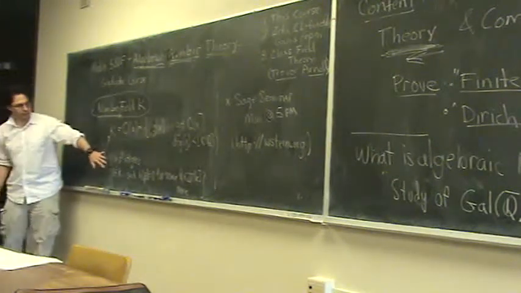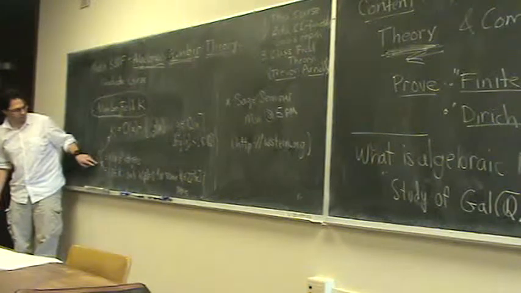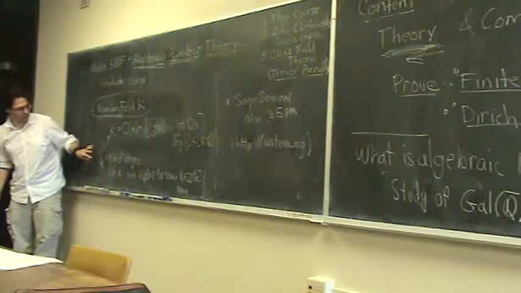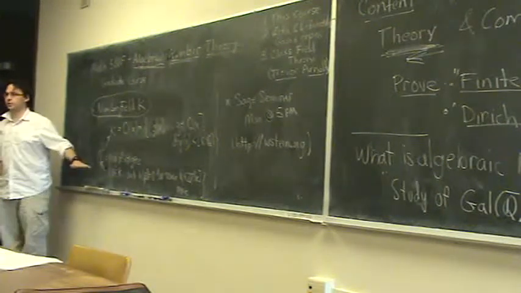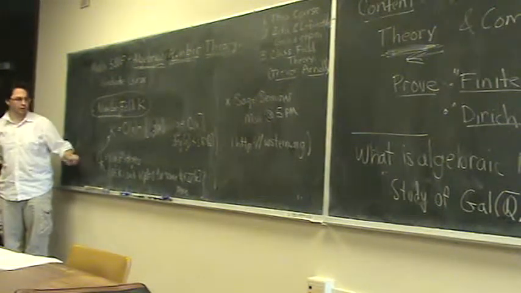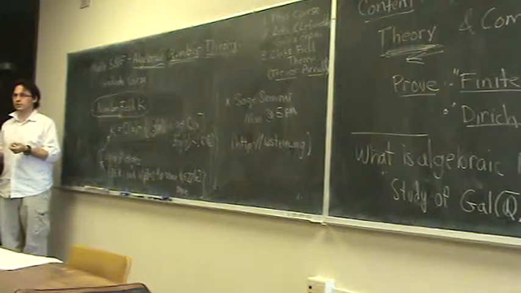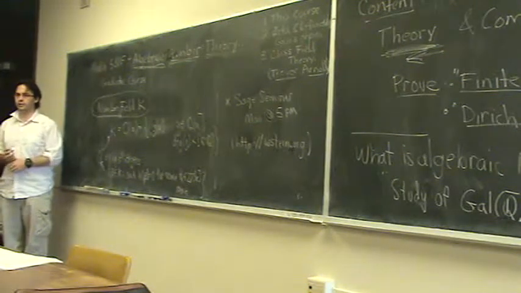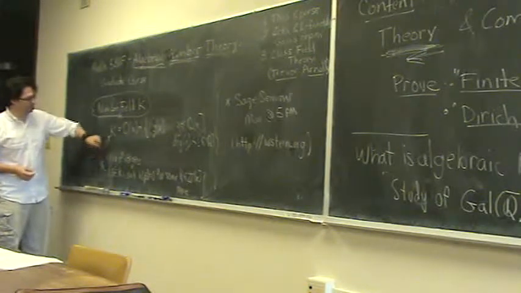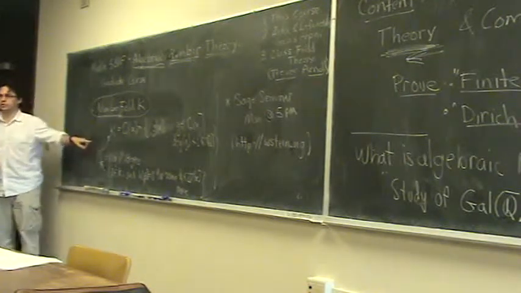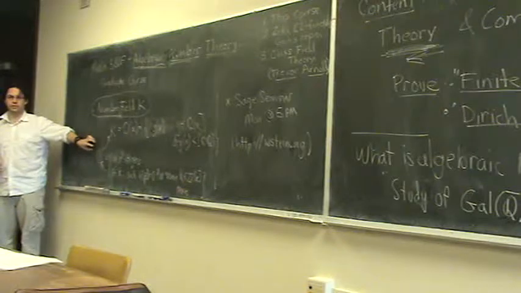So it's by no means clear that if you take two, in fact, it's kind of hard to prove that if you take two numbers, beta and beta prime, that both satisfy a monic polynomial with integer coefficients, it's not at all obvious their sum or their product will have the same property. That'll be proved next week. But you have a ring now that's associated to any number field. Computing this ring actually is a very hard problem in general.